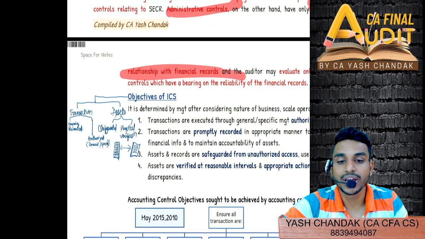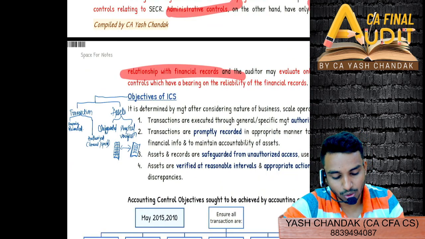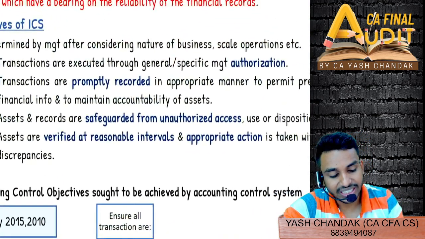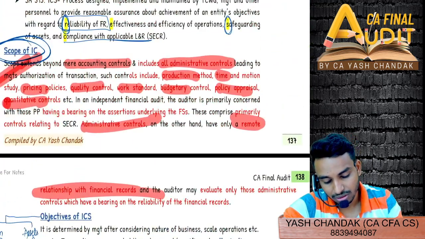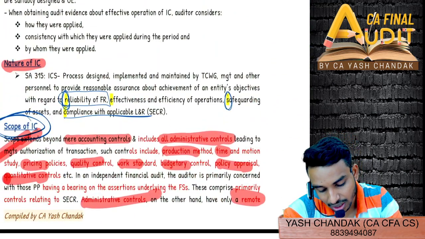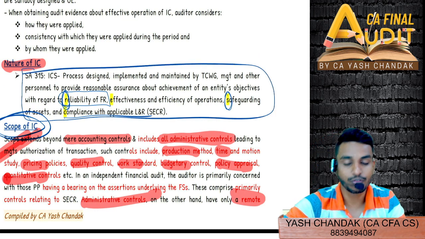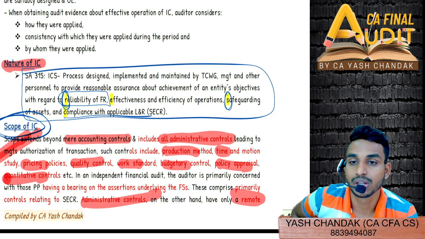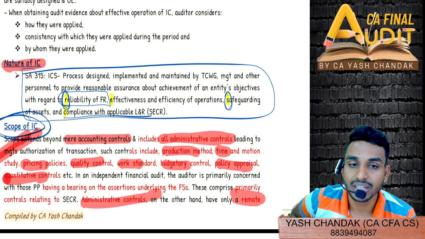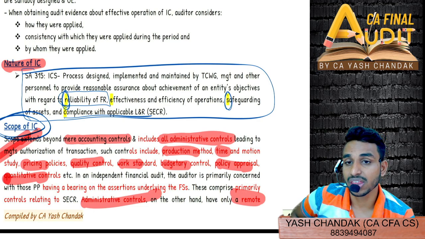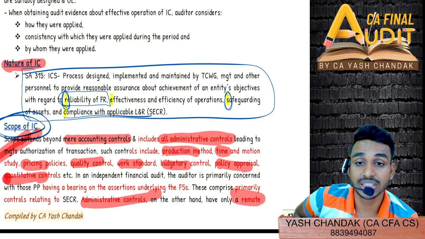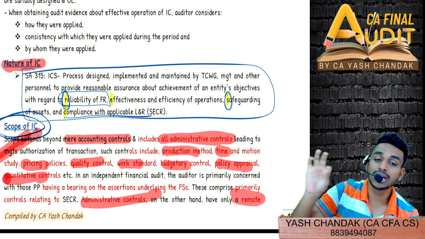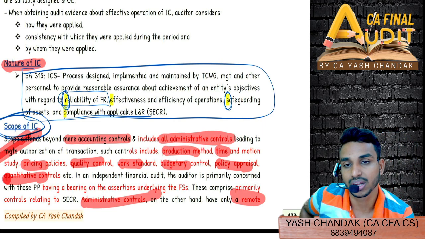So let's come on to next point, objective of internal control system. So internal control system objective, and also we saw just now the objectives of the entity for which they are implementing internal control. So internal control are meant to be designed or implemented so as to achieve the entity's objective, particularly with respect to these 4 points SECR.